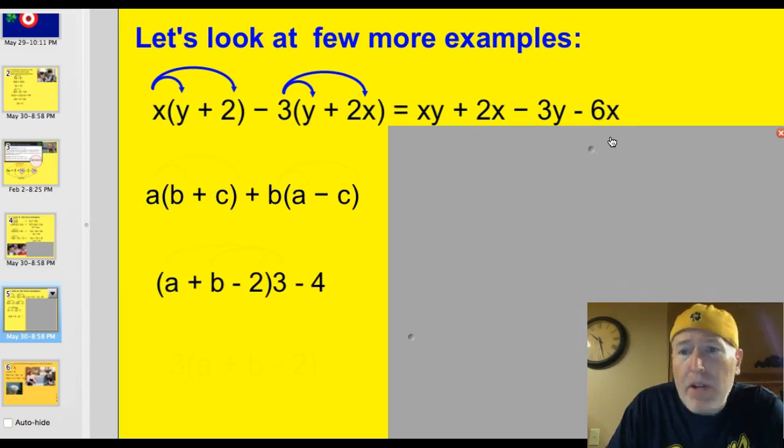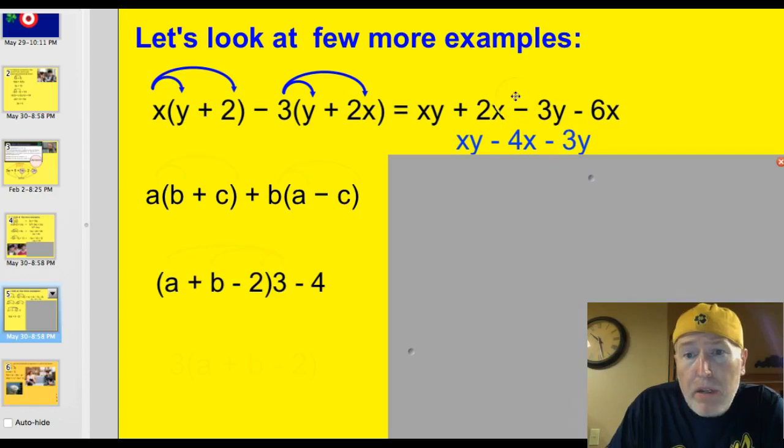Is there anything there that I can combine? You do see some like terms there, right? You've got a positive 2x and a minus 6x. Well, you got a positive 2 and a minus 6. That's really a minus 4x. So I've combined terms there too. Okay? All right, on this one here, let's see if I got my little arrows.